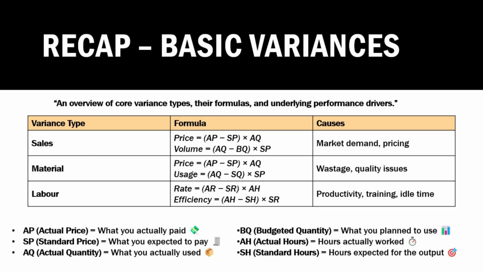Let's recap basic variances. This table summarizes key variances. Sales price variance equals actual price minus standard price times actual quantity. Volume variance equals actual quantity minus budgeted quantity times standard price, caused by market demand or pricing. Material price and usage variances show cost or wastage differences. Labor rate and efficiency variances reflect pay rates, productivity, and idle time.